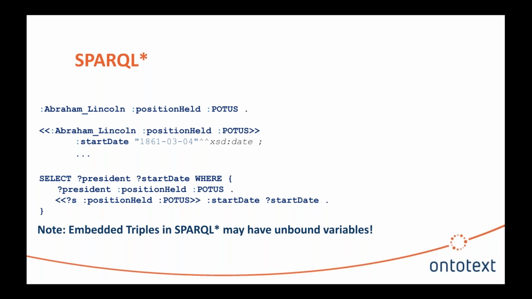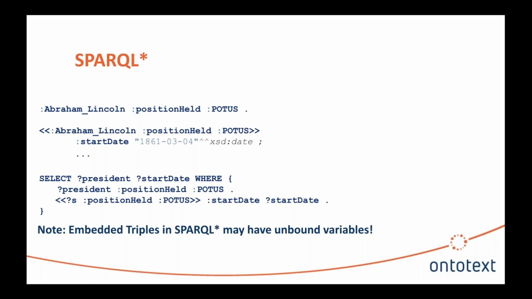We are going to show the same type of statement and how we are going to query it. Once again, because standard reification is too verbose, we can consider the position held and the POTUS of this reference to the triple with the double brackets. This means this is a reference, and this reference has a start date, the predicate, and I'm going to take this as a free variable.